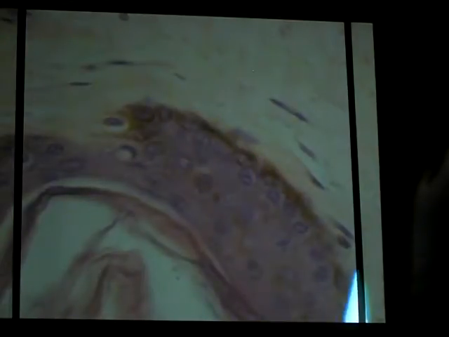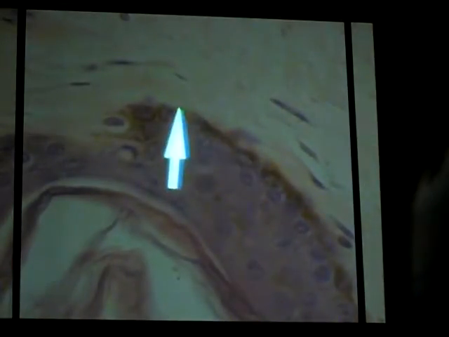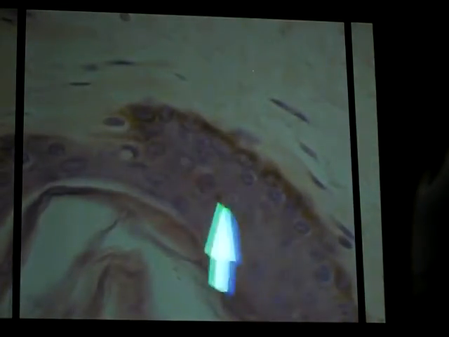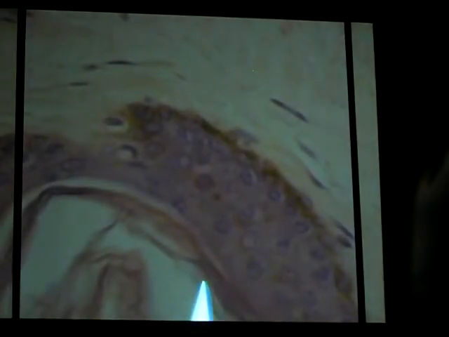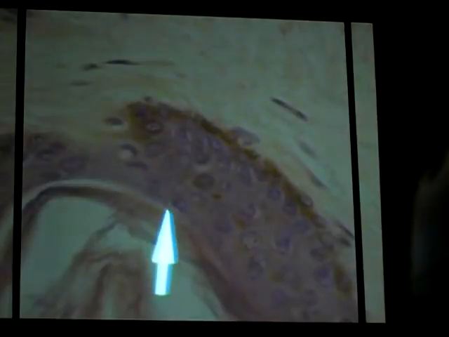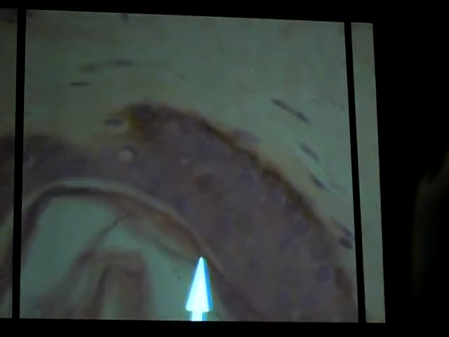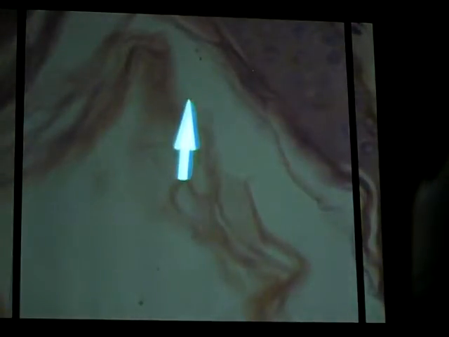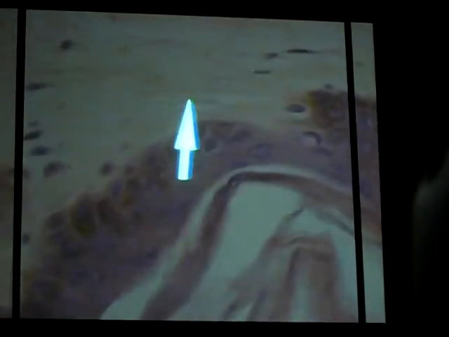Alright, so we see our stratum basale here. We see the cells with the granules inside them. Then we have our stratum spinosum. The stratum granulosum isn't as distinct. And then our stratum corneum. So remember, in the thin skin, you're not going to see the stratum lucidum layer here.